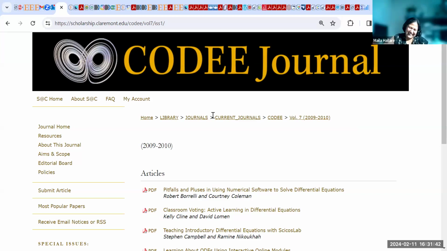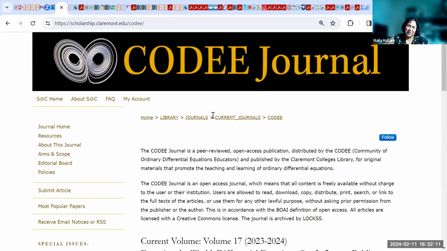And we would like to thank the Claremont universities for hosting the CODEE Journal in their libraries. They are the ones who are paying for the background administration of this website. I only do the frontline editorial stuff, but the Claremont Libraries administration were very supportive in maintaining the journal. Thank you so much.